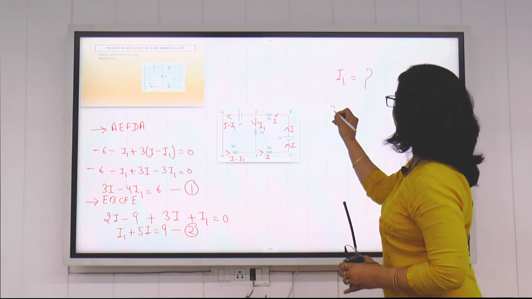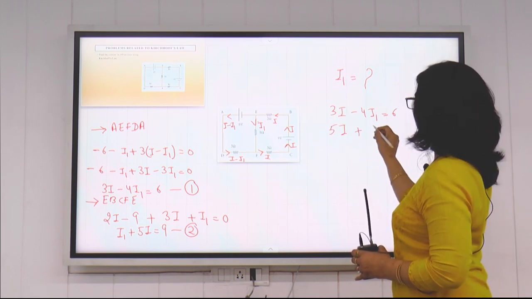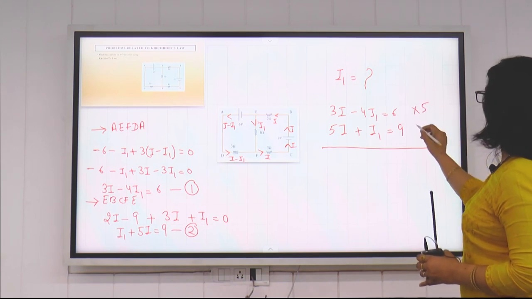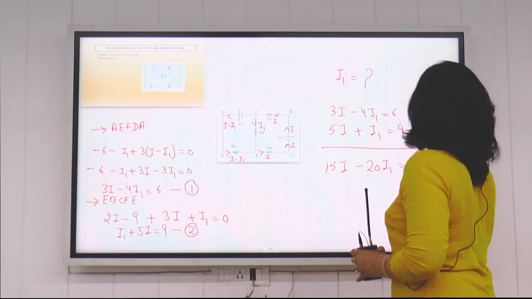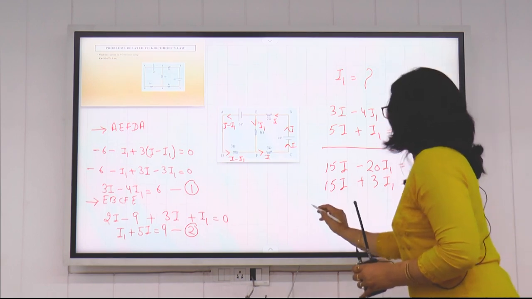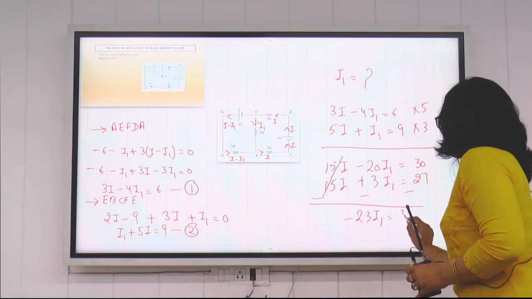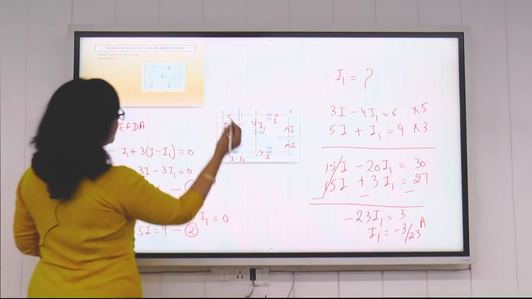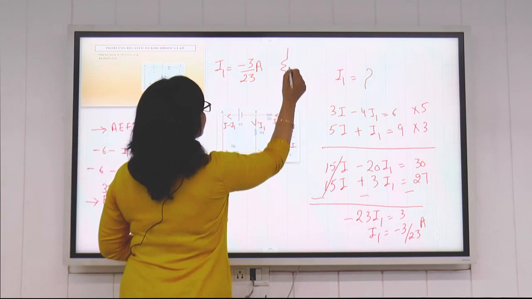We have to find I1. First equation is 3I minus 4I1 is equal to 6. Second is 5I plus I1 is equal to 9. We have to find out I, so we multiply the first with 5 and the second with 3, and then subtract. 15I minus 20I1 is equal to 30. 15I plus 3I1 is equal to 36. We subtract these equations. Minus 23 I1 is equal to 3. It means I1 is minus 3 by 23. So the current I1 comes out to be minus 3 by 23, and the direction of current is this.